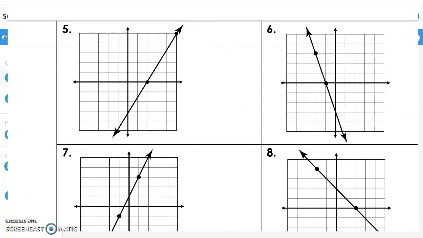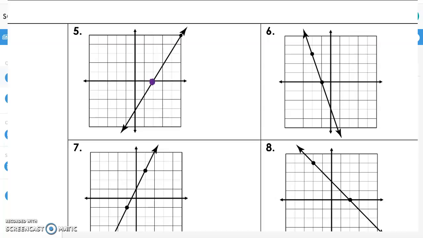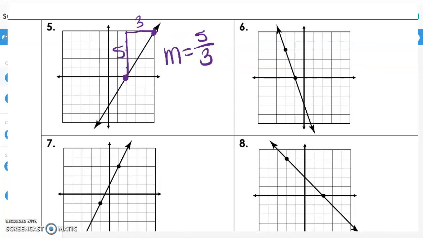So number 5, if we start at this dot and go up to this dot, up 1, 2, 3, 4, 5. So my rise is 5. My run is 3. So 5 over 3 is the answer for my slope. You also, again, could have gone down, which is negative, and left, which is also negative. So negative divided by negative is a positive.